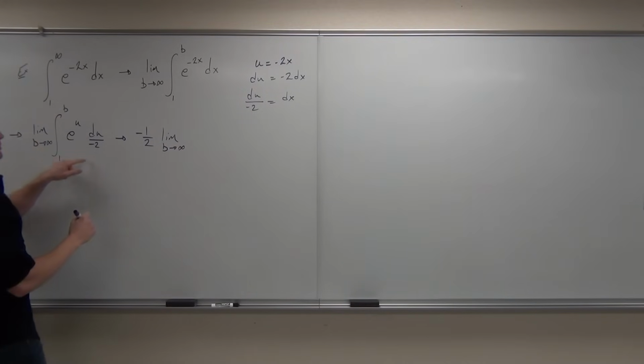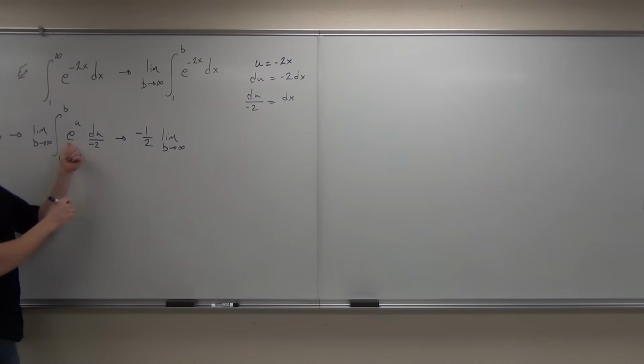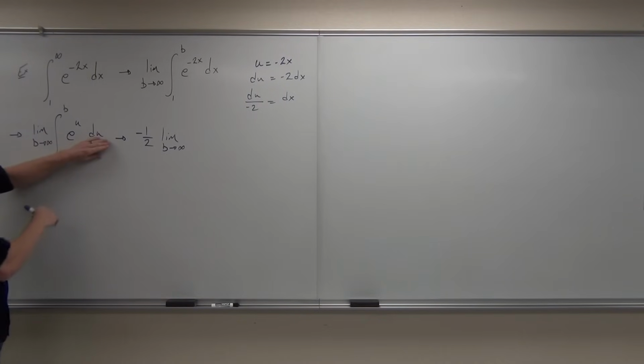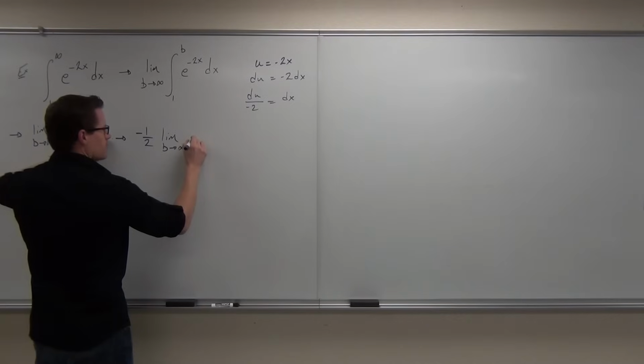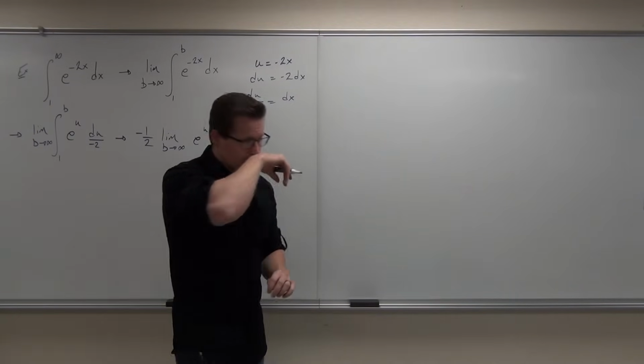I'm also going to do the integral. So we pulled out the negative 1/2. What's the integral of, remember this would be gone, right? This is our negative 1/2. What's the integral of e to the u? E to the u. I love that integral. And then where are we evaluating? From 1 to b. Yeah, 1 to b.